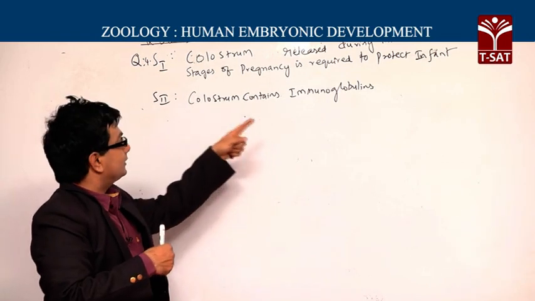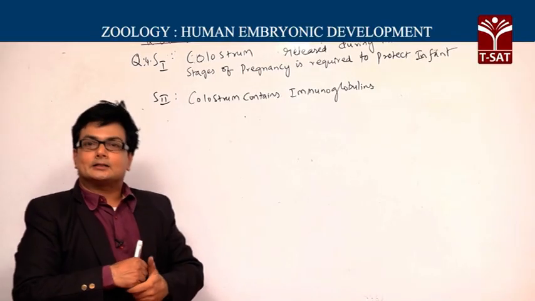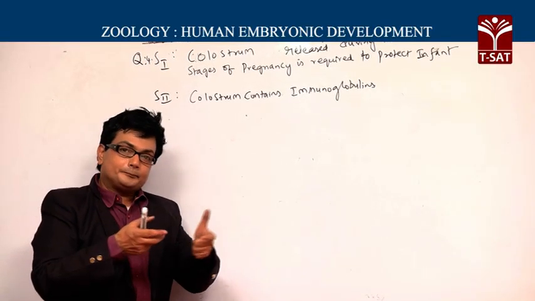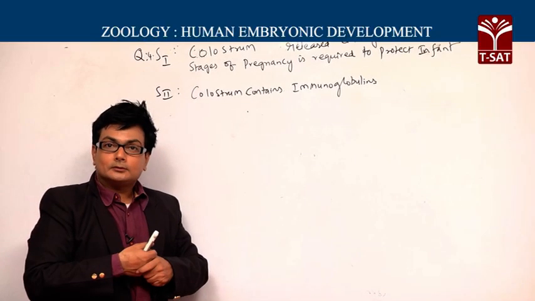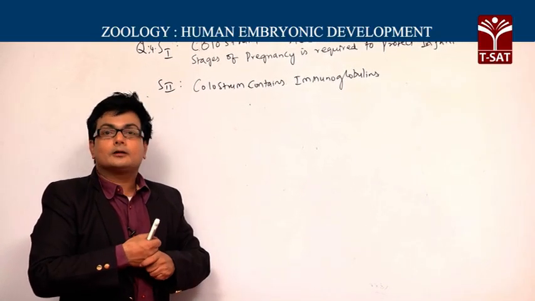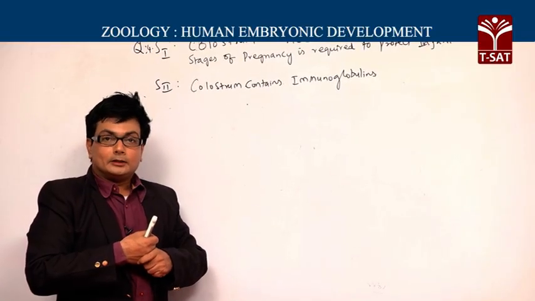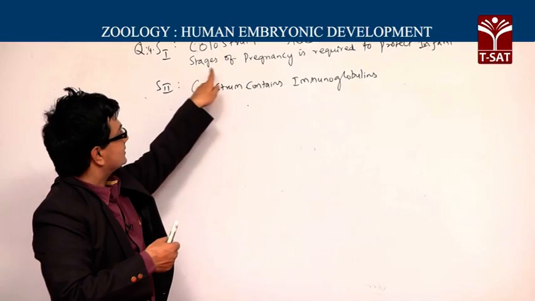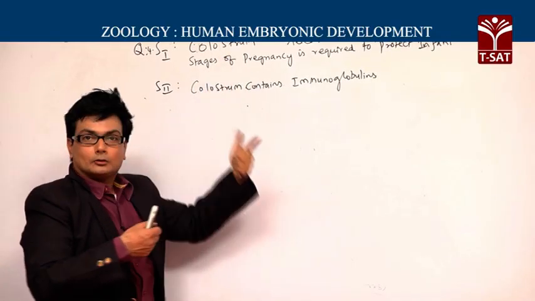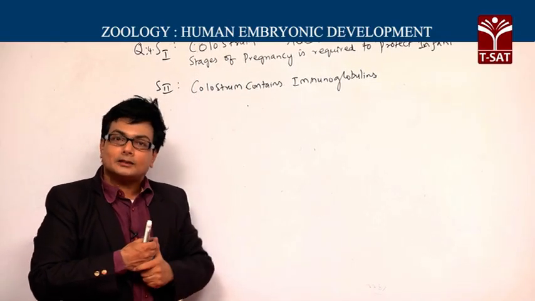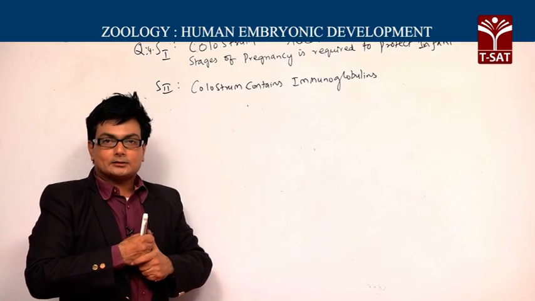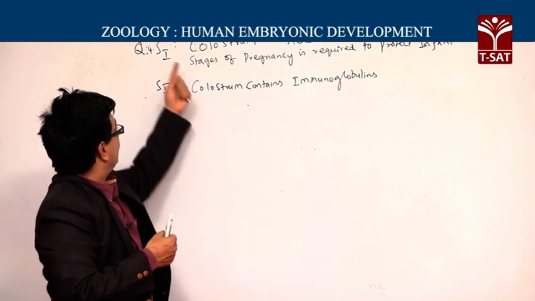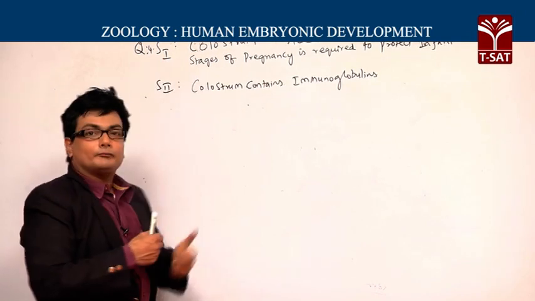Statement 2, colostrum contains immunoglobulins. That is the right statement because immunoglobulins are antibodies. We can see the presence of one of the antibodies in the colostrum. So statement 1 is incorrect because of the line initial stages of pregnancy, which has nothing to do with colostrum. So statement 1 is incorrect and statement 2 is correct. Please do focus on such lines to evaluate statement type questions.